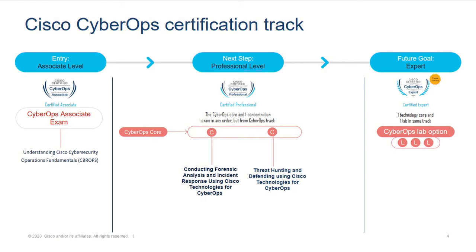We're going to start out with two options for concentrations. The first one is forensic analysis and incident response. DFIR is what that exam is going to be called. And then the second concentration that you can choose from is threat hunting. Okay. Then soon thereafter, there will be a third and possibly four or five concentrations as we grow our portfolio. But again, no prerequisites that you have to take to move into that space at that level. And then moving forward, we will have in the future a CyberOps expert, and that will be lab-based, very similar to what you're seeing today in the CCIE labs.